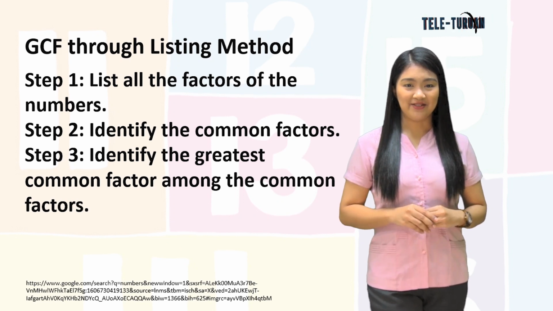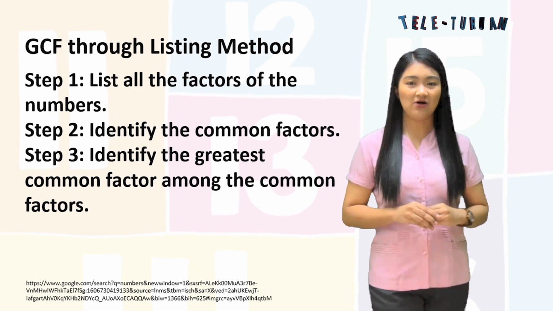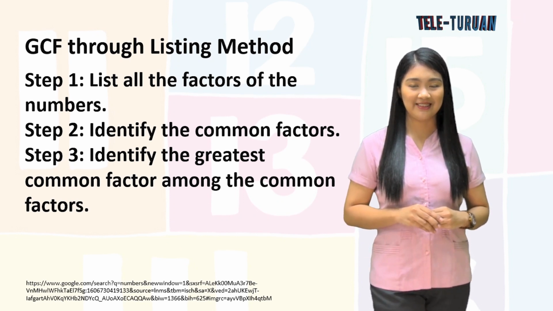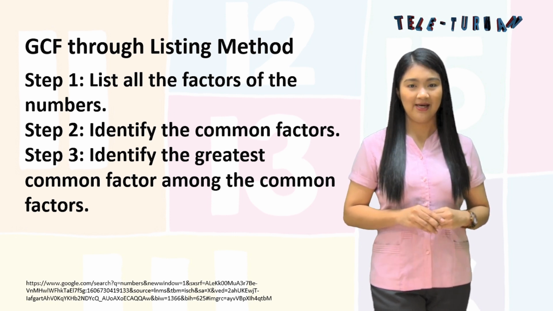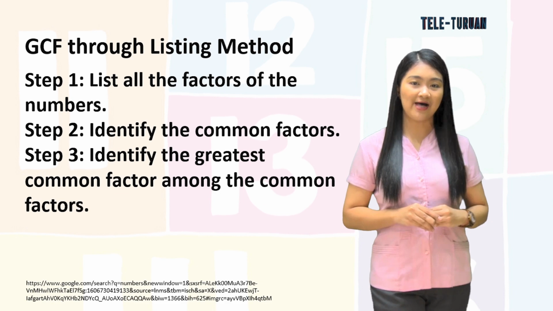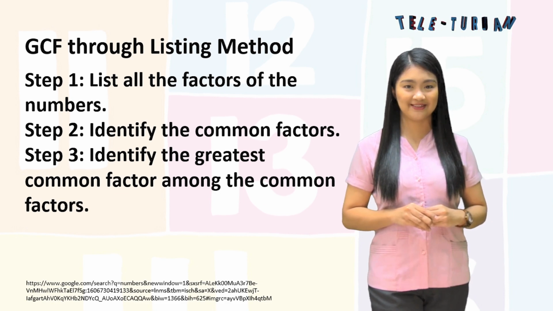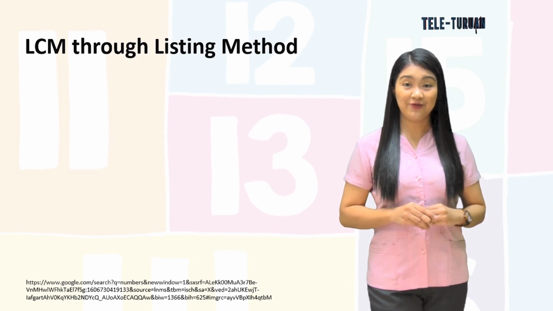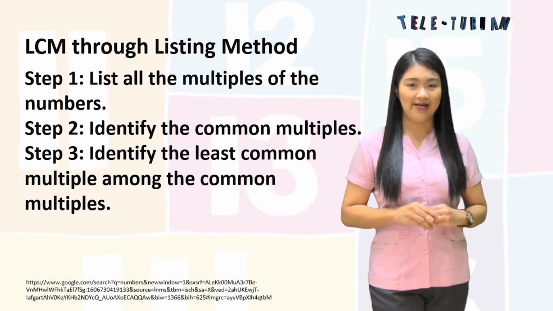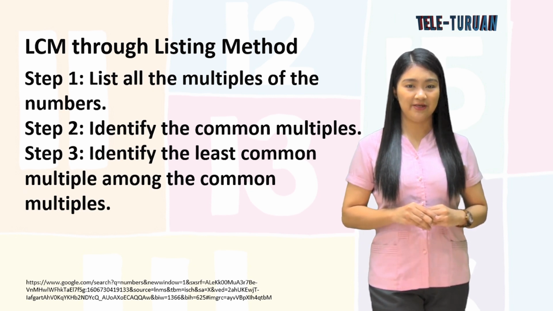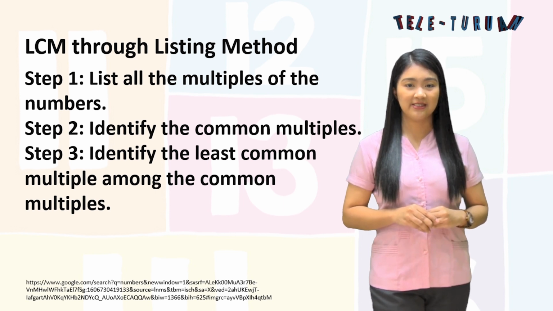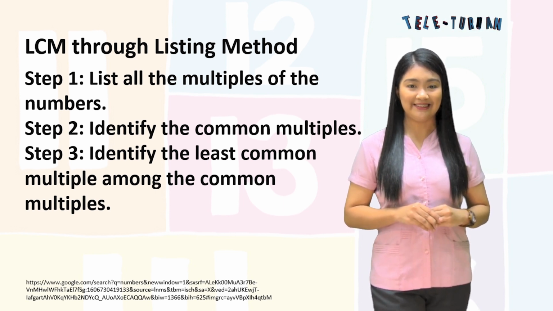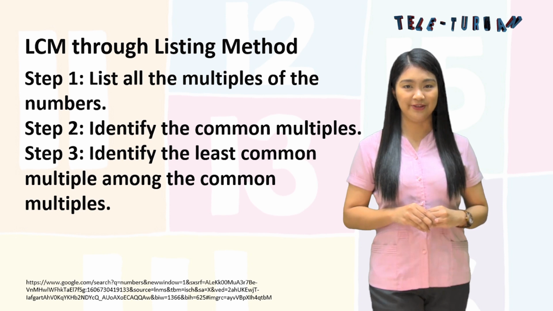GCF through listing method. Step 1. List all the factors of the numbers. Step 2. Identify the common factors. And Step 3. Identify the greatest common factor among the common factors. LCM through listing method. Step 1. List the multiples of the numbers. Step 2. Identify the common multiples. Step 3. Identify the least common multiple among common multiples.